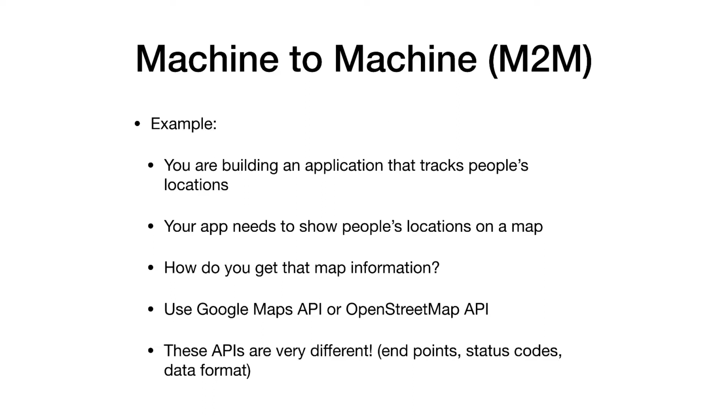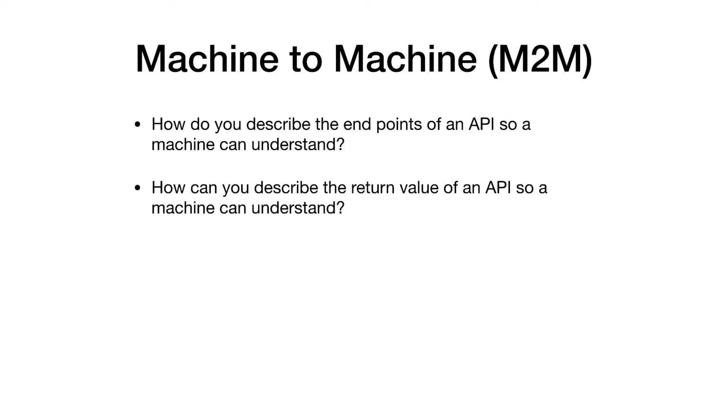If map data is map data, why does it matter? Why does there have to be this different structure to it? Why can't there just be one way? And that's because machines aren't capable of reasoning like us humans are and writing custom code. There does have to be one way to do this, one way to get map data in order to enable machine-to-machine communication. So how do you describe your endpoints to an API so the machine can understand?